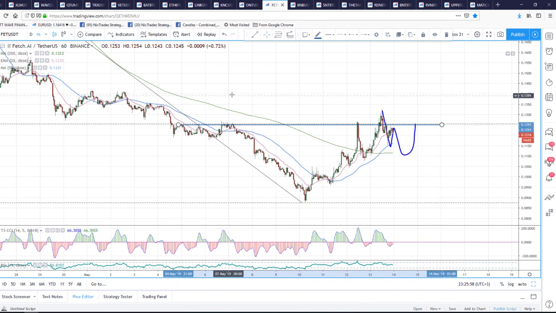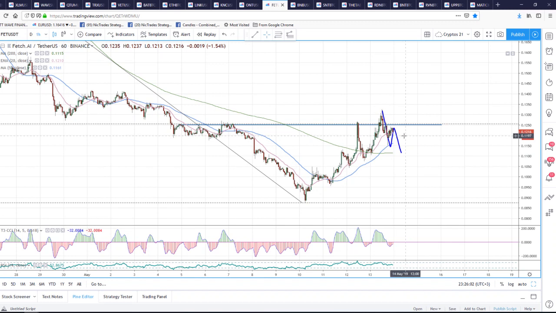But this time, when we get above it, in order to buy it, you want to see it get above it and then hold above it. So you watch it go above it, and then when it pulls back and finds support there, that's when you want to buy it. So we're not quite there yet in Fetch, unfortunately. Poly, let's see what Poly's doing.